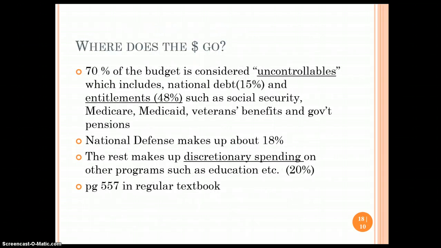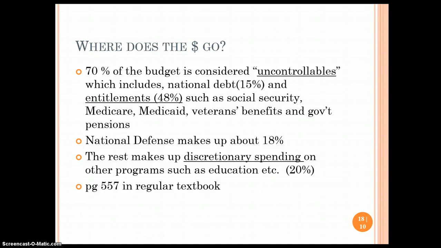Where does the money go? Most of the money, 70% of the budget, goes to uncontrollables, things that we can't control. That includes the national debt and entitlements. Entitlements are things such as Social Security, Medicare, Medicaid, veterans benefits, and government pensions. Things that we can't get rid of, things that the government is always going to pay out. So you can't cut one of those things drastically or on a whim. It has to go through Congress because a lot of people depend on those entitlement programs.